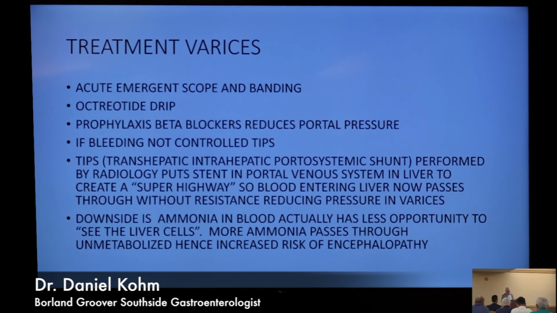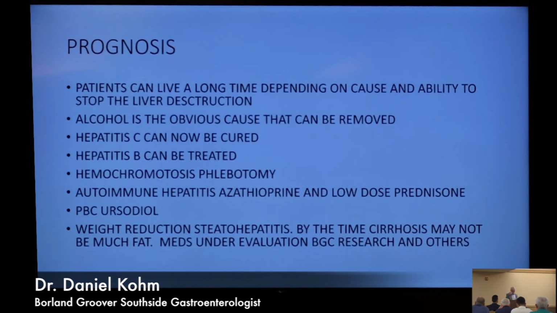If bleeding is not controlled acutely, then you can do TIPS. Now, I saw two wordings for what that is. One was transhepatic, one's transjugular, but it's the same thing. You go through the jugular vein, put a catheter down in the liver, and basically put a stent in there that creates a superhighway, so that all this resistance to flow that's going up into the varices and so forth now passes on through.